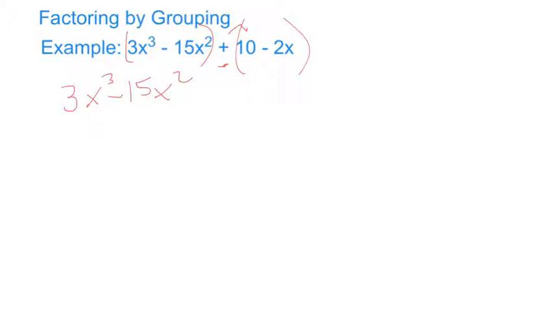What about the variables? What's the GCF for the variables? X squared. Remember, it's going to be the lower of the two exponents. When they have the same variable, the GCF is the lower of the two exponents. So we end up with 3x squared as our GCF. What's left of 3x cubed when you divide by 3x squared? Jade?